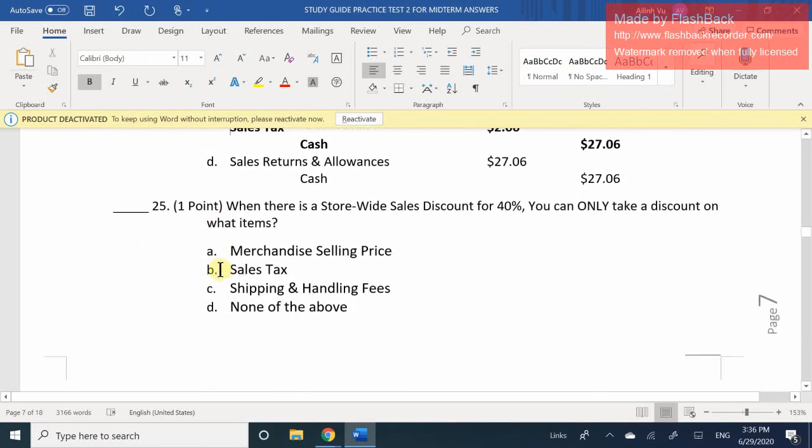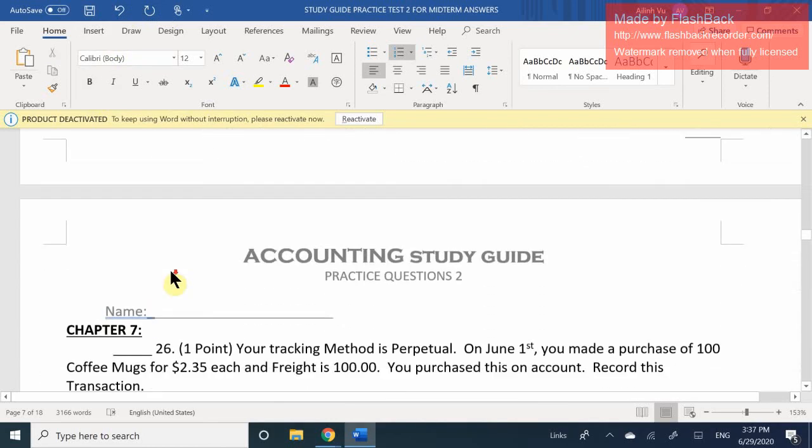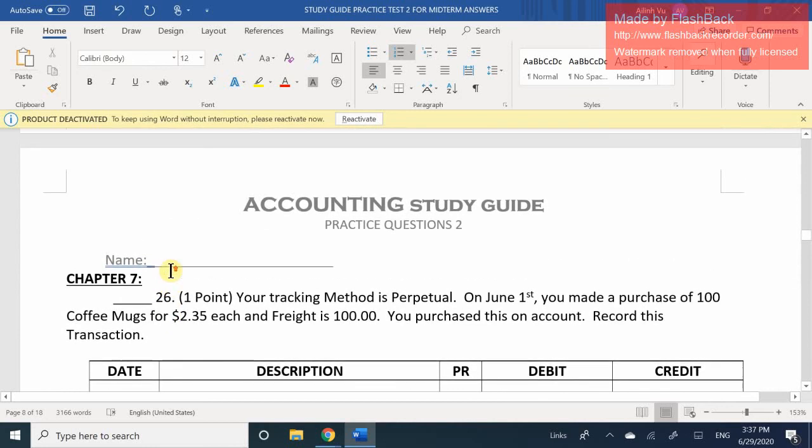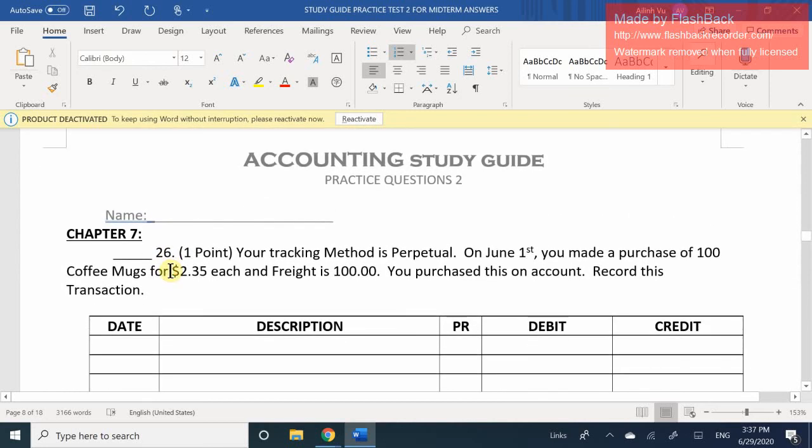All right. Number 25. When there is a store-wide sale discount of 40% off, you can only take a discount on what items? A, merchandise. You can't discount sales tax or shipping. So it's just A, the merchandise price. You can only take a discount off of that. Good. And then we stop here because it's chapter 7.